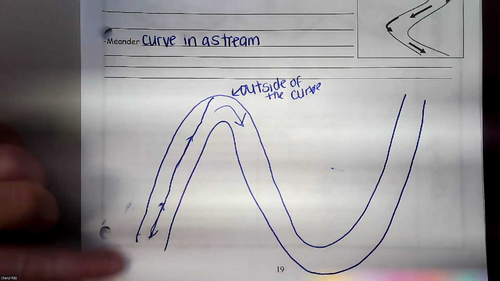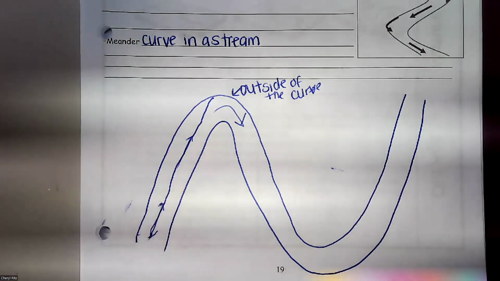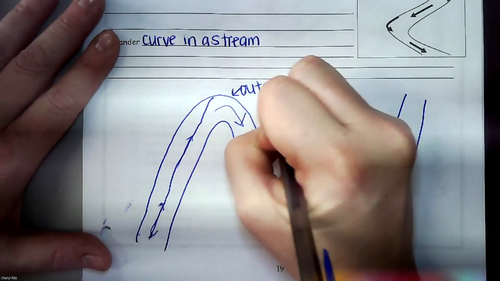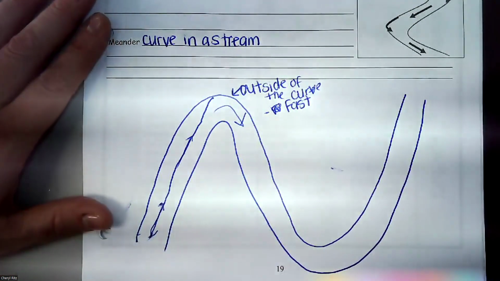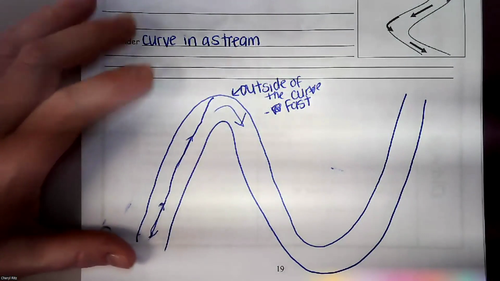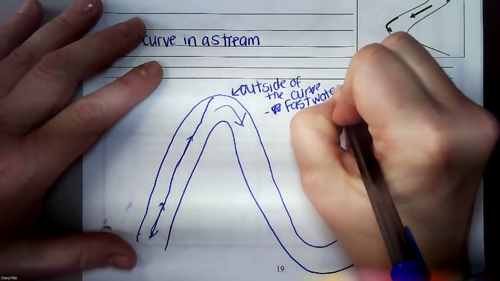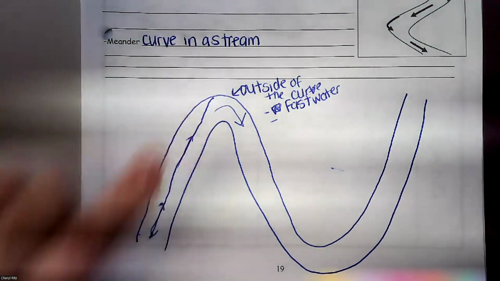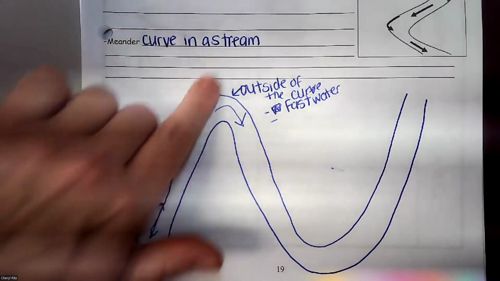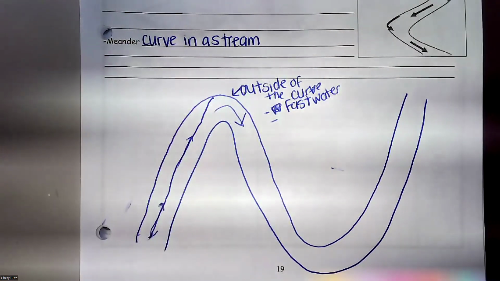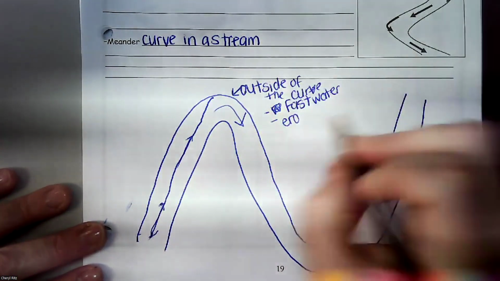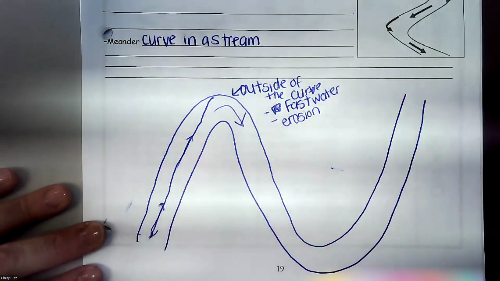And just like Chris said, the water will constantly be banging on that side. And that's where the water is going the fastest. Let's just say fast. Fast water. That says fast. And because the water's going fast, can you guys picture what happens if that water is constantly banging on the edge of the river? It's going to start to wear it away. It's going to start to break it down, start to move it. That's called erosion. Erosion happening there.